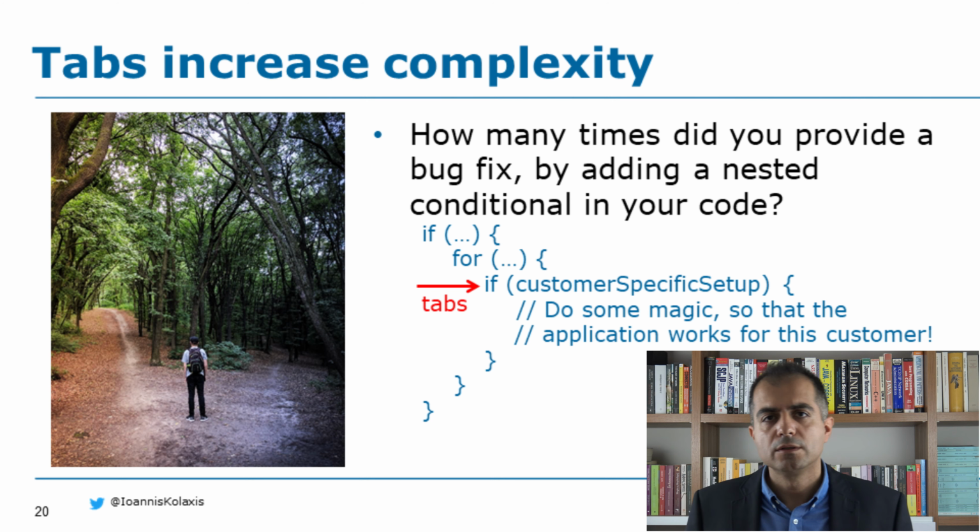Have you ever needed to write a nested if in order to solve a customer ticket where your customer had some weird setup that you haven't thought of? This is where we may write a nested if. So if our customer has this exotic setup, then do this and that in order to deal with this scenario. The more nested ifs we have in our code, the more tabs we have in our file, and the more complex our code is. It's more difficult for a developer to read it and understand how the code works.